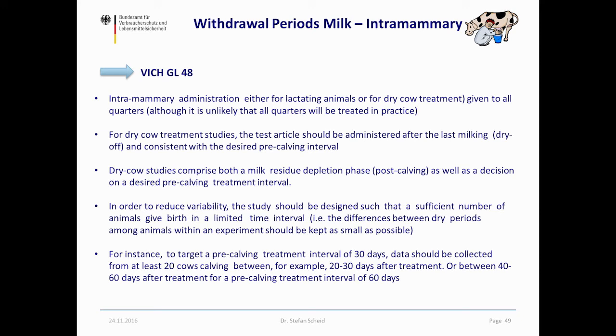So it's very tricky to find the right study design, to have 20 cows in the desired pre-calving interval. It's up to the company to show this. If you have only 1 or 2 or 3 cows in the desired calving interval, you cannot get a withdrawal time based on a reasonable assessment.